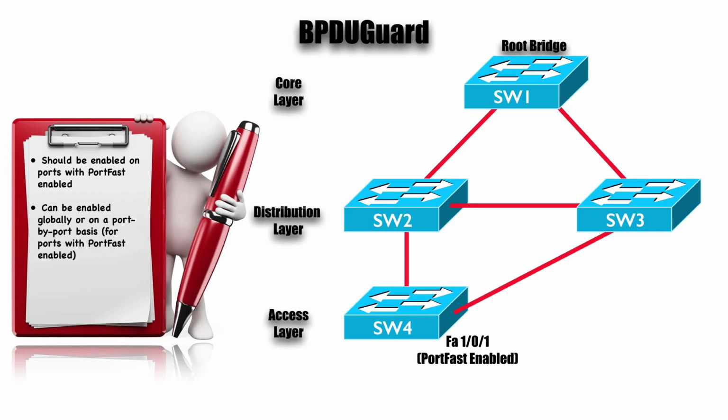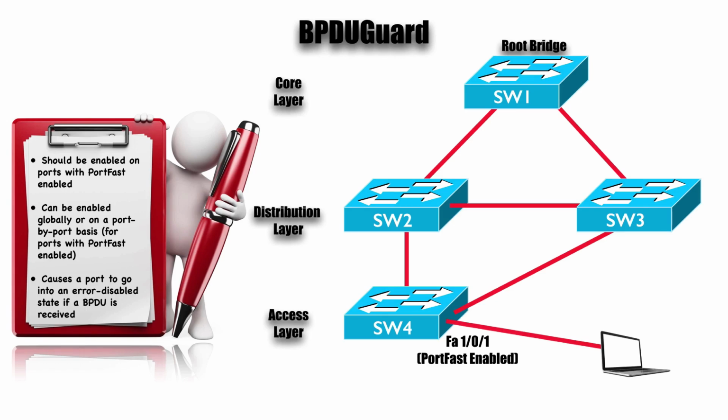And we can enable it on a port-by-port basis, or we can enable it globally. If we enable it globally, it's applied to ports that have port fast enabled. And like we said, what it does, if we see a BPDU on this port that's enabled for port fast, we're going to go into an error disabled state if we see a BPDU.